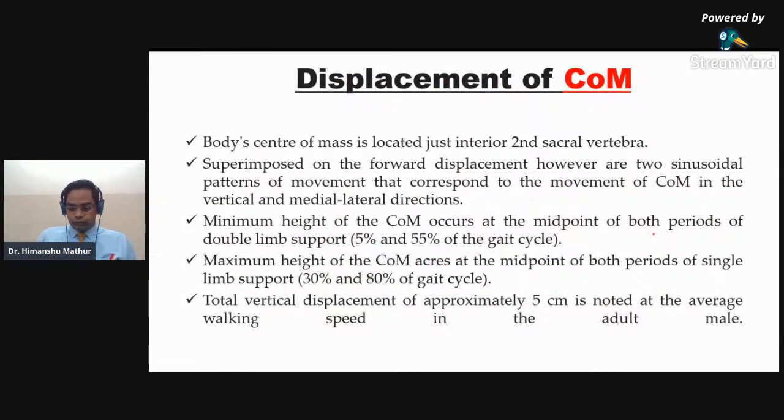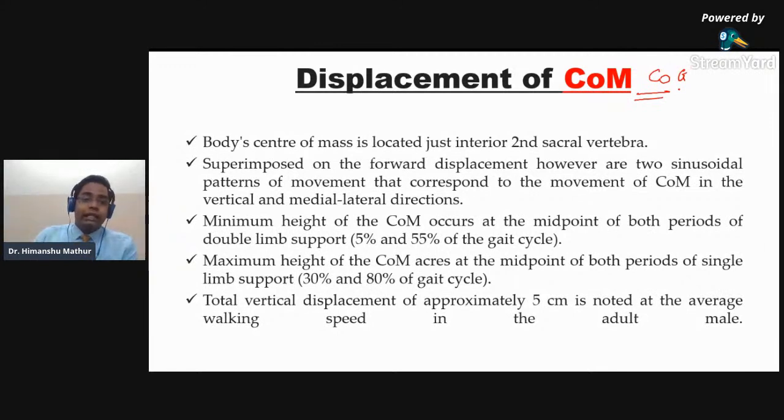Now, the very important part that I wanted to tell you is the displacement of the COM. COM is nothing but your COG. And we all know by now that the normal position of COG is 2.5 centimeters anterior to the second sacral vertebra when I'm in standing position, right? This is the normal position of the center of gravity or center of mass.